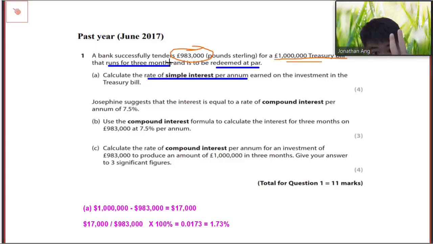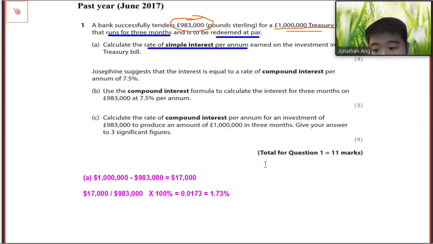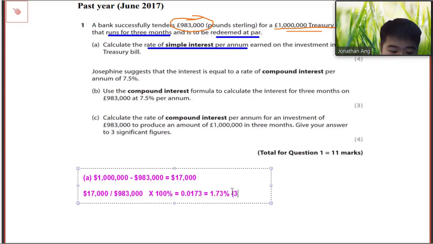You use 3 months, you earn 1.73. But if you translate to per year, you have to multiply it by 4 because 1 year got 12 months. Okay, this is what you earn in 3 months time.